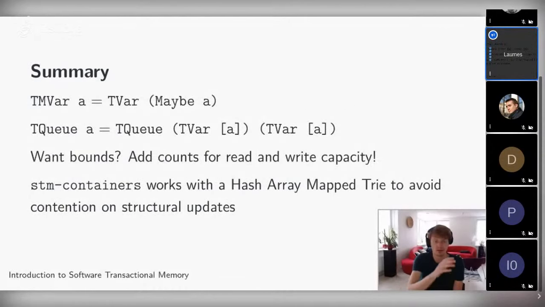So we've discussed how you can make other stuff out of TVars. We've discussed TMVars, which are just TVars with Maybes in them. And we've discussed TQueues, which are just two TVar lists. You can add bounds to it if you want. We saw how that works. And we also mentioned STM containers, which work with a hash array mapped trie, and that avoids contention.